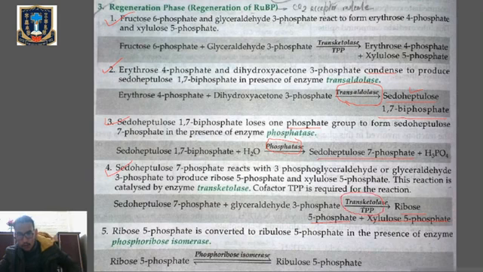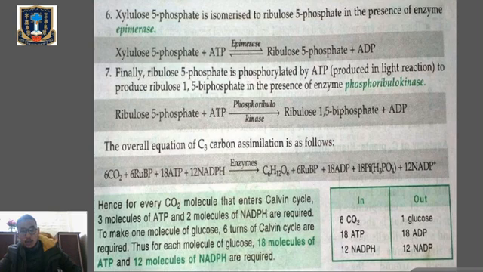TPP. Now the ribose 5-phosphate is converted into ribulose 5-phosphate in the presence of the enzyme phosphoribose isomerase. So that means finally the ribose 5-phosphate is forming the ribulose 5-phosphate. Now the xylulose 5-phosphate will be isomerized to form ribulose 5-phosphate in the presence of the enzyme epimerase.